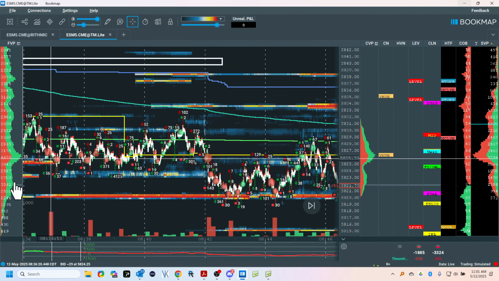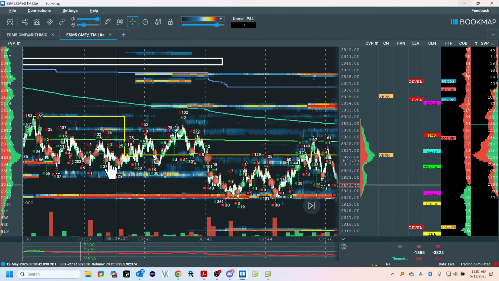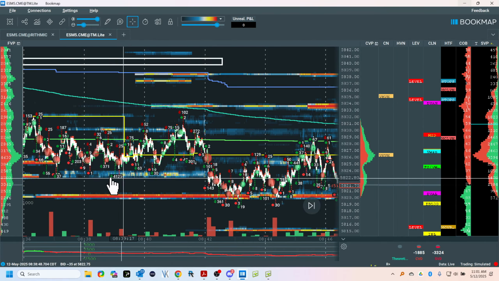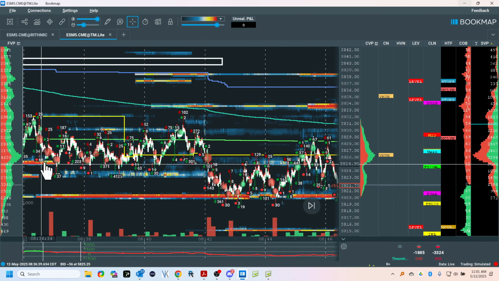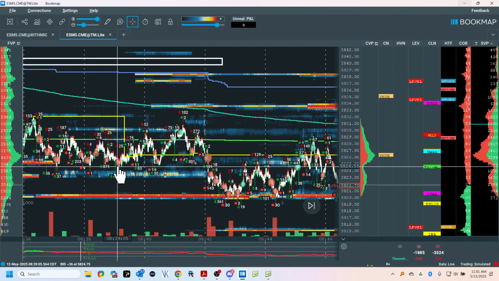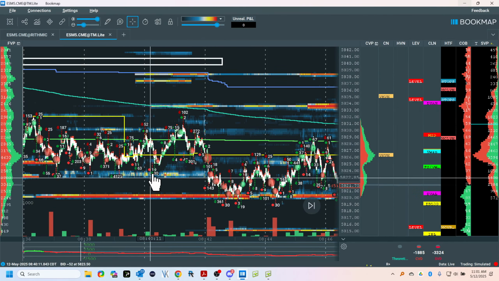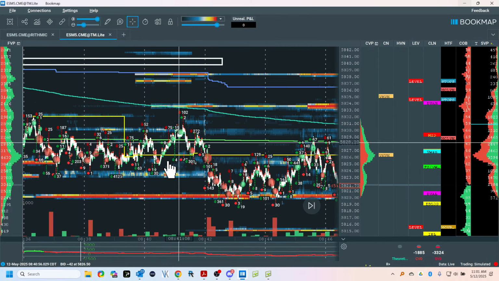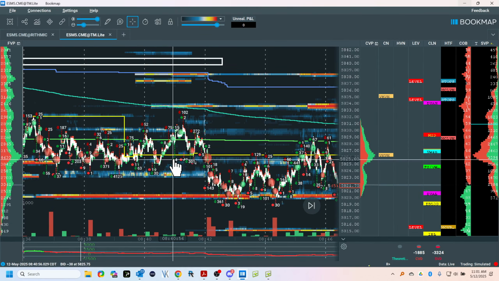Now what's interesting here is when you see this behavior, there's absorption going on here. See the icebergs? So what happened when you see the delta and it's not going down, those are buyers, okay? And you see the icebergs. So I know that those guys are buying. But that's not a reason to get long.